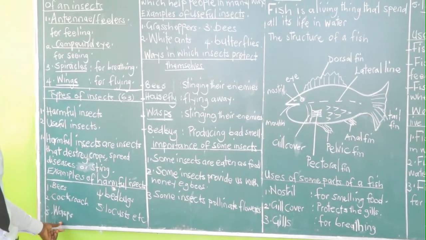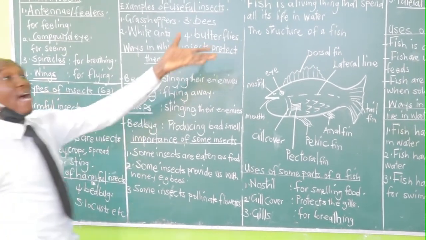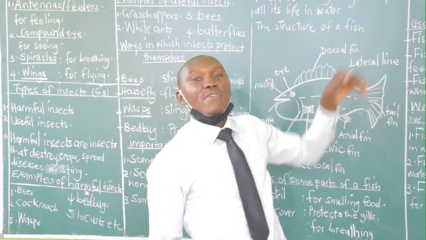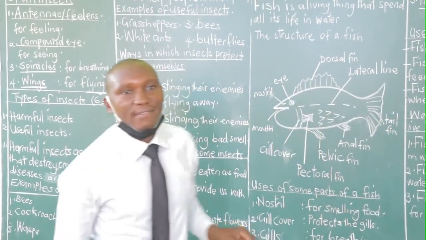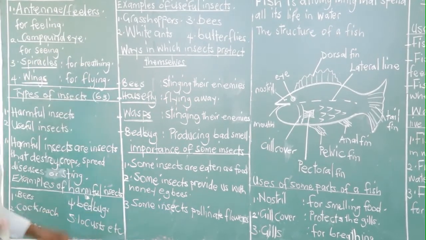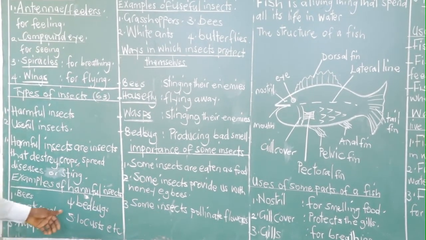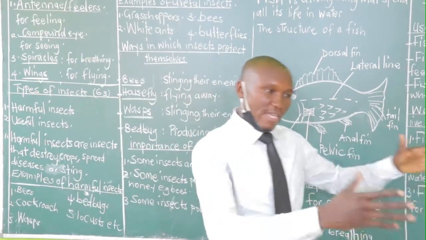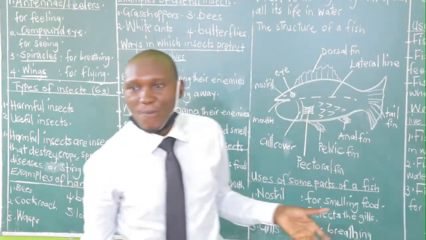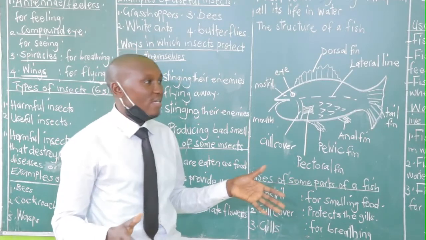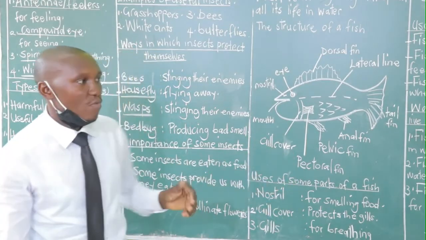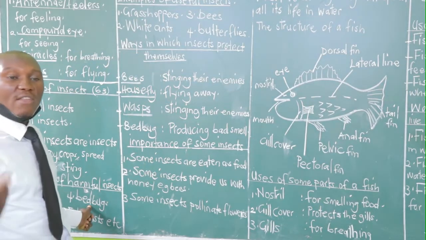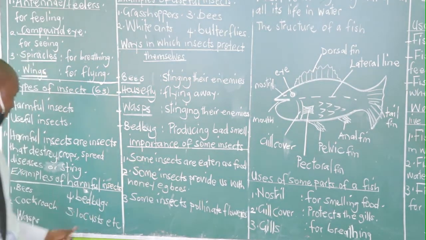Next we have wasps. Wasps normally come in the house to stay there with you. But when you find it, it is dangerous because it can sting. Next we have bed bugs. Those ones, they stay in beds. That's why we say that bed bugs are also harmful because they keep on sucking your blood, and you become anemic.